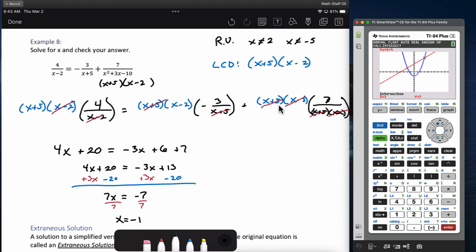Again, make sure that's not restricted. It isn't. Negative 1 is not a restriction, so we have our answer. Again, keep in mind, you can check this in your calculator.